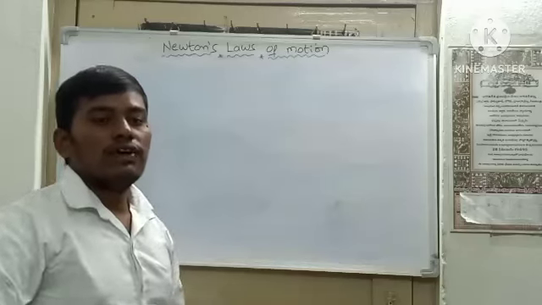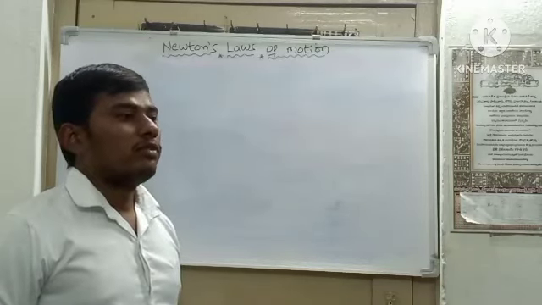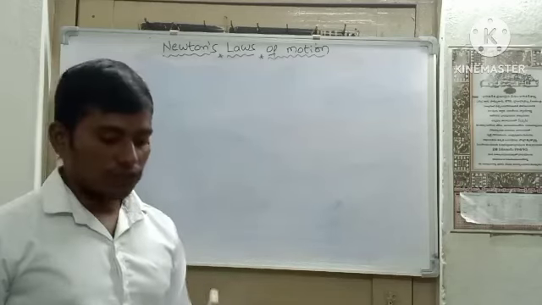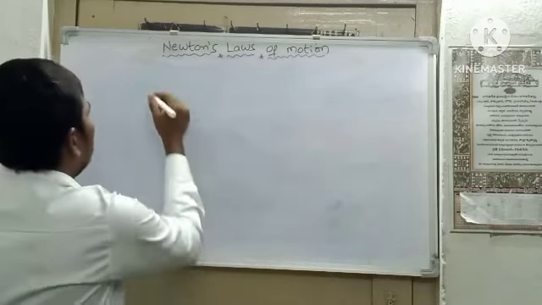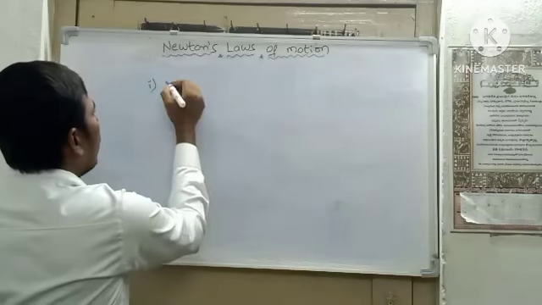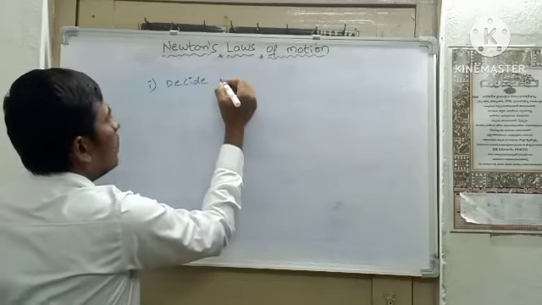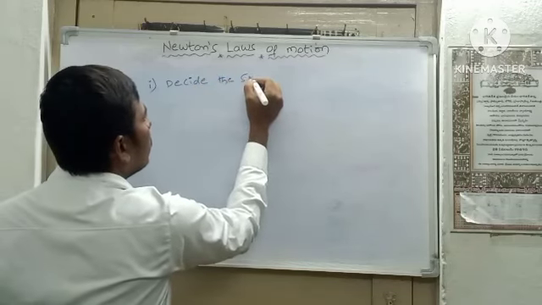By using Newton's first and second law, we are going to solve a problem. First, we are taking 4 steps. First step is identify the system, or decide the system.